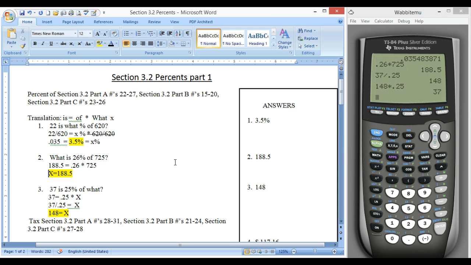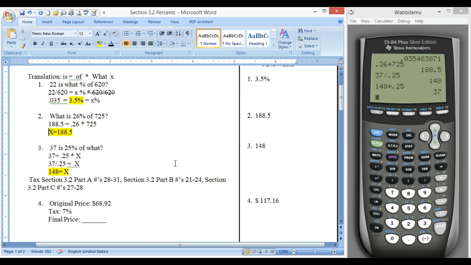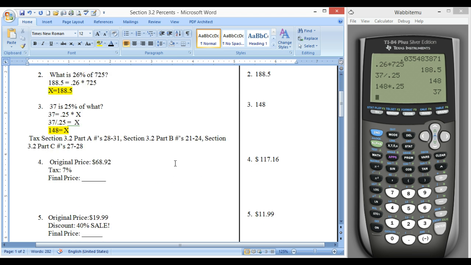Okay, let's move to the next part. This is when we are dealing with tax and also discounts. So our first example gives us the original price, $68.92, and a tax of 7%. And we want to find the final price. So it's just like walking up to a cash register and the price tag says $68.92. We know that in this particular state and county that it's 7%, and we want to know what's going to happen when it goes through the cash register.